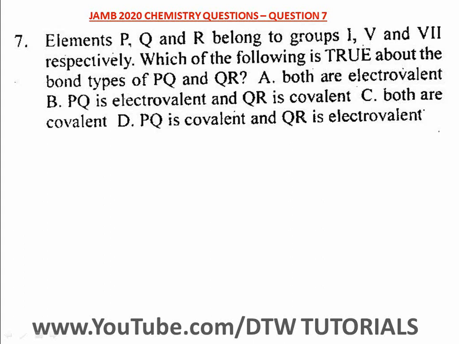Question 7, JAMB 2020 Chemistry. Elements P, Q, and R belong to group 1, 5, and 7 respectively. Which of the following is true about the bond type between PQ and QR?